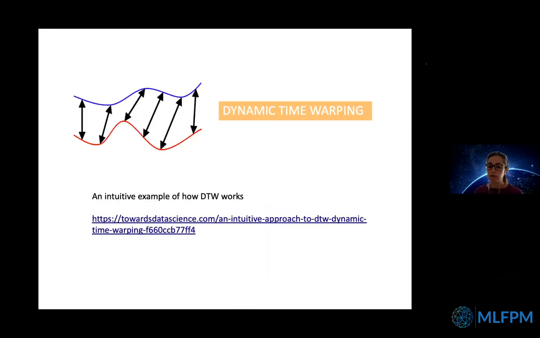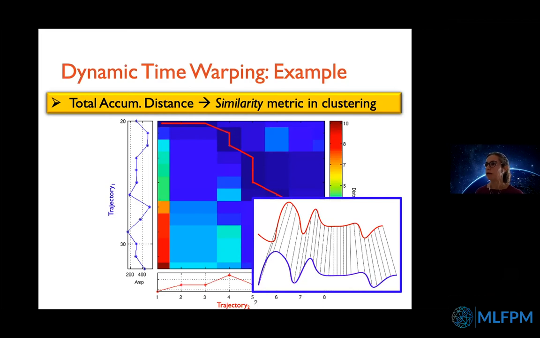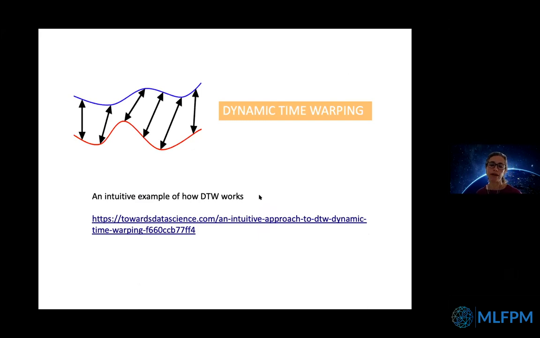And we subsequently calculate this optimal path between these two sequences, and we align them using this warping path. If you are interested, I can give you some pointers. This is a nice and very illustrative example showing how the local distance and accumulated distance matrices are calculated, if you are interested in exploring dynamic time warping a little more.